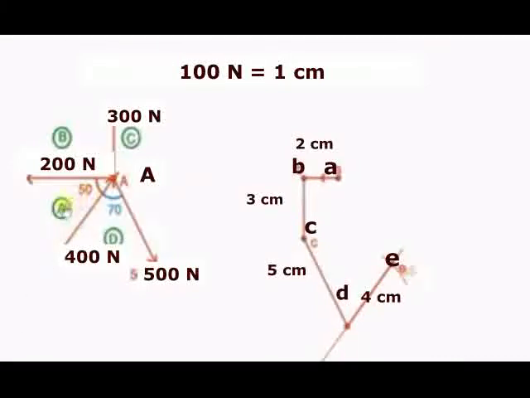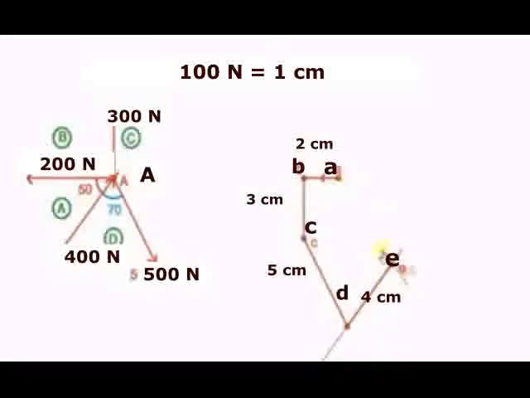So once again try to understand this. This 200 Newton force is represented by AB. So A to B, that vector is 2 centimeter. Then BC, that vector is representing this 300 Newton force. So it is 3 centimeter in the downward direction. Then this CD vector will be parallel to this particular 500 Newton force and by 5 centimeter. And then from this to this particular vector is of 400 divided by 100, that is 4 centimeter length.